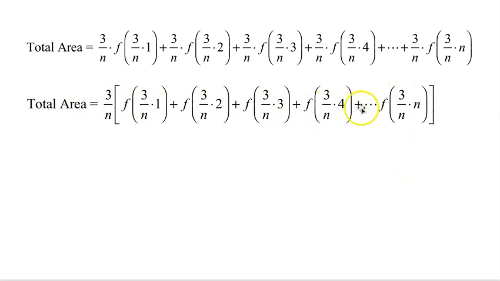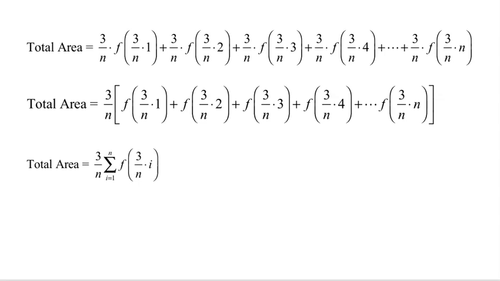This is a sum. I is changing: 1, 2, 3, 4, n. It's the sum as I goes from 1 to n of f of 3 over n times I. There's our notation. When I is 1, f of 3 over n times 1. Kick it up, f of 3 over n times 2. Kick it up, f of 3 over n times 3. When does it end? It ends at n. So this is a relatively simple way for us to describe that total area for n rectangles.